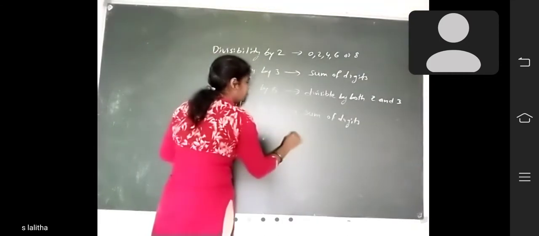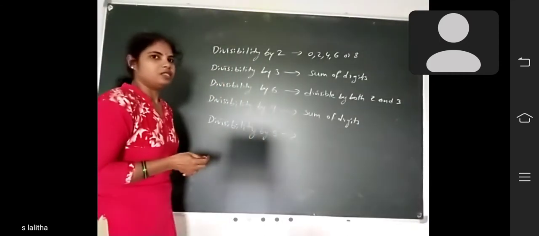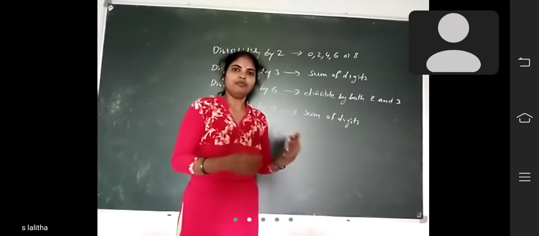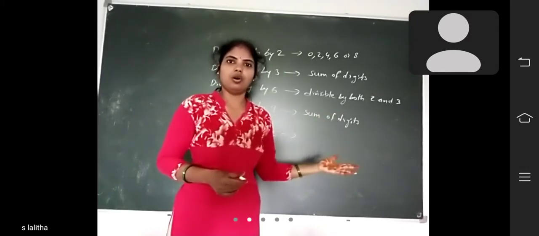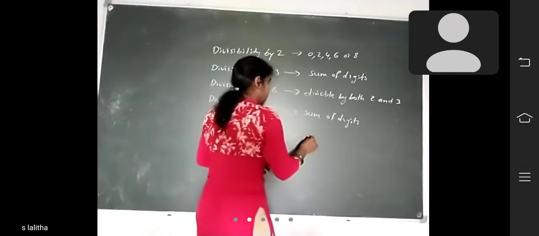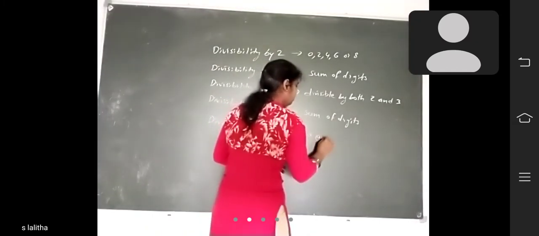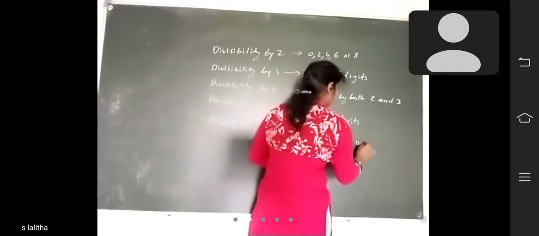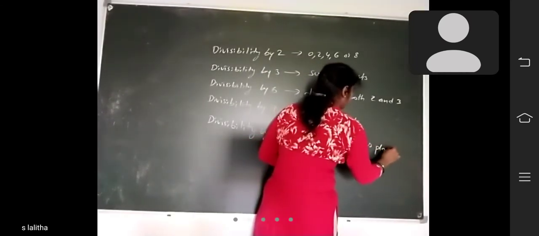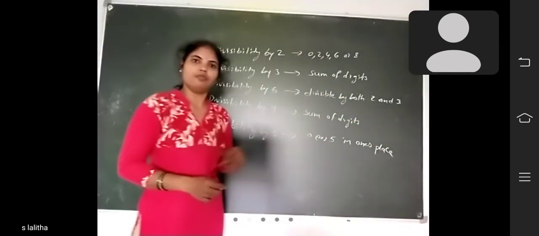Next, divisibility by 5. The number is divisible by 5 if the ones place is 0 or 5. Okay. Ones place 0 or 5, then that number is divisible by 5.